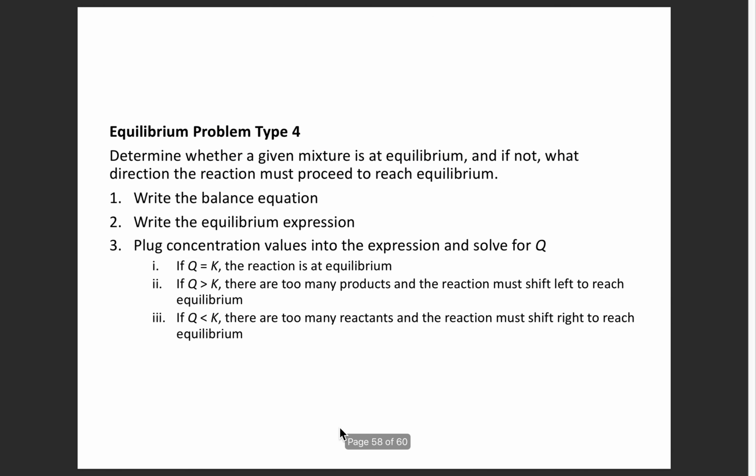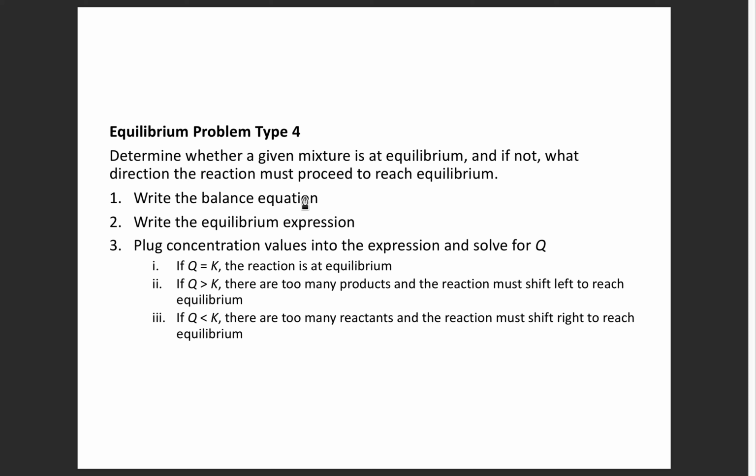Okay, moving on. Problem type 4. This is actually, I think, one of the easier types of problems. In any case, what you want to do is determine whether or not a mixture is at equilibrium. So the question is going to ask, is this system at equilibrium? Or if not, which way does the reaction need to proceed to establish equilibrium? That's essentially what type of question you're going to get when you have a problem type 4.